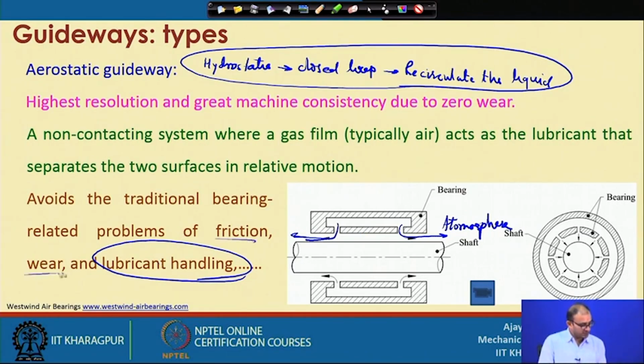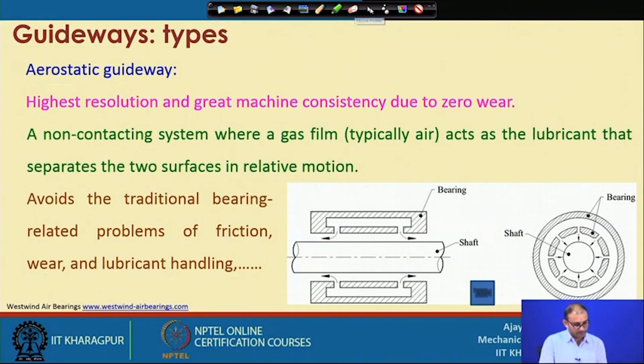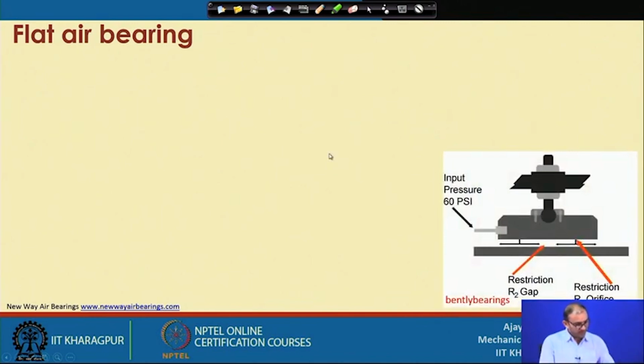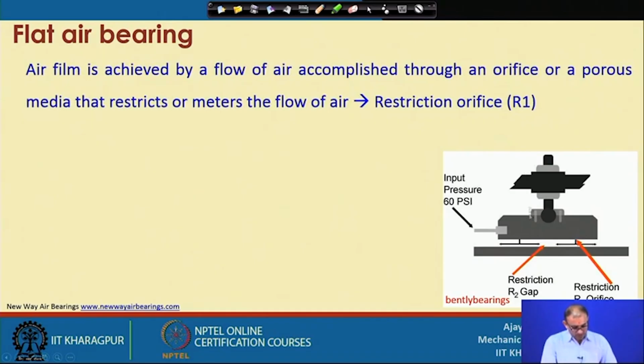Linear guideways and friction and wear were both discussed, but still we consider the aerostatic bearings to have much less friction compared to the other cases. Right, so this is the flat air bearing type of thing. There are two ways here. It is mostly done by an orifice type or a porous media that restricts or meters the flow of the air, and that is called restriction orifice.